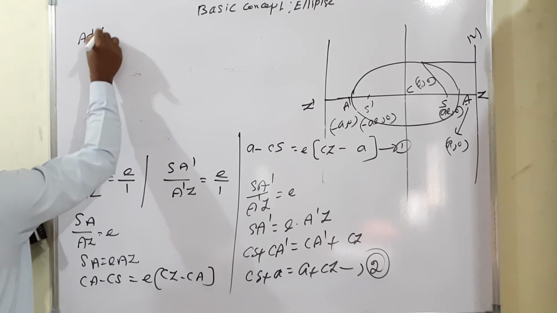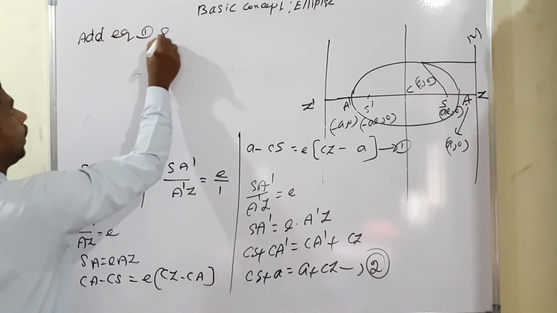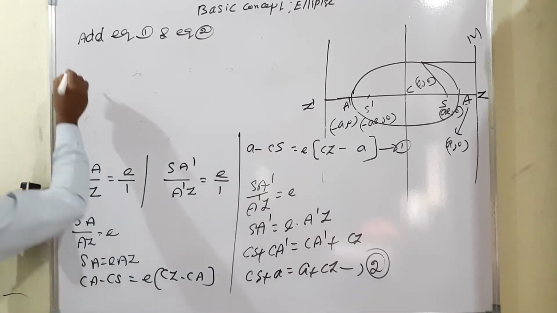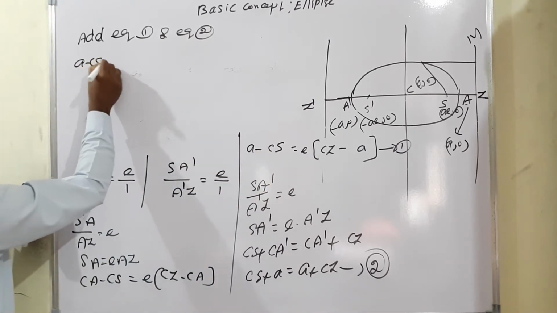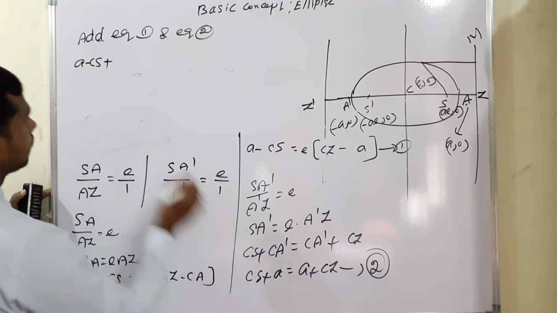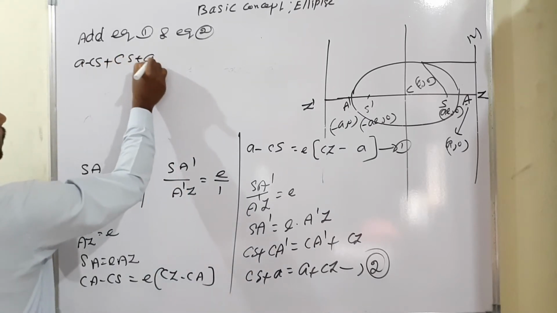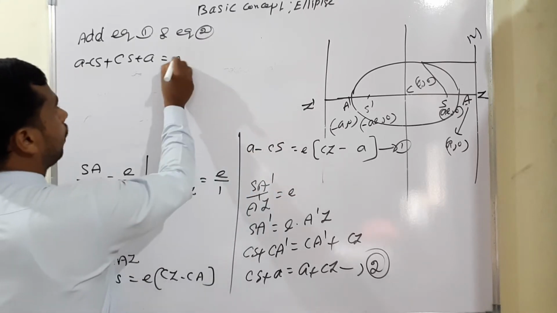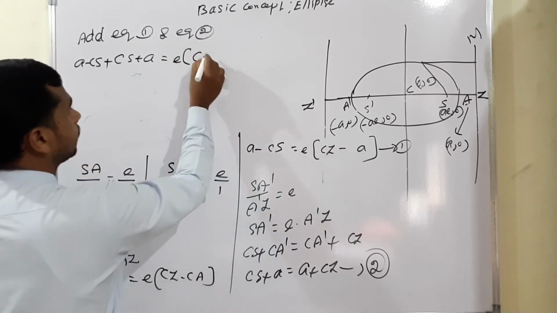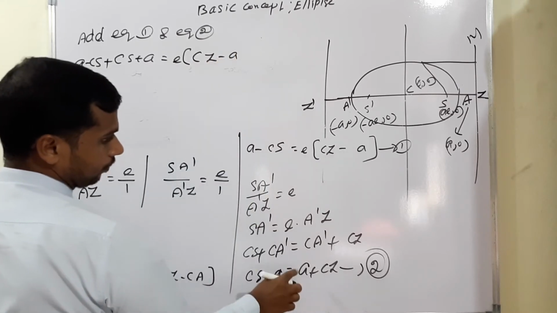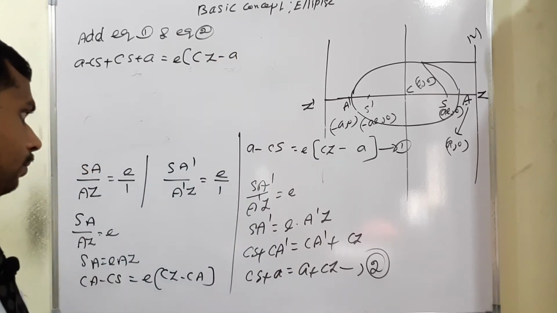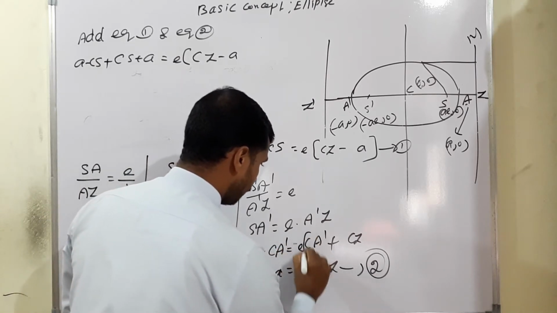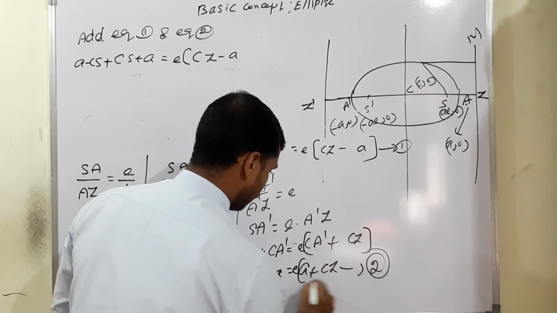Add equation 1 and equation 2. Equation 1: A minus CS plus CS plus A is equal to, E common on the opposite side, then CZ minus A there. Sorry my dear, this E will come now, is equal to E. Here also E will come.